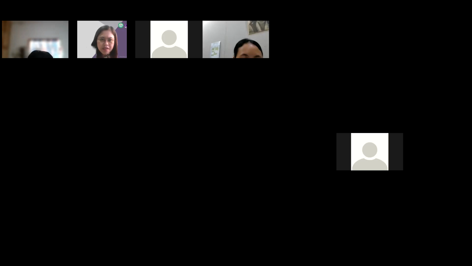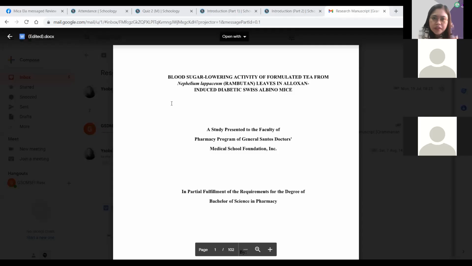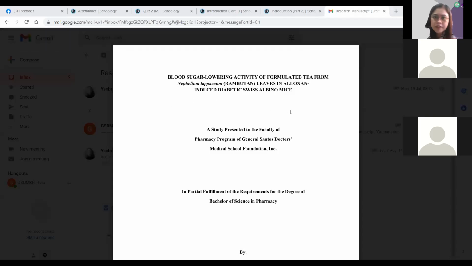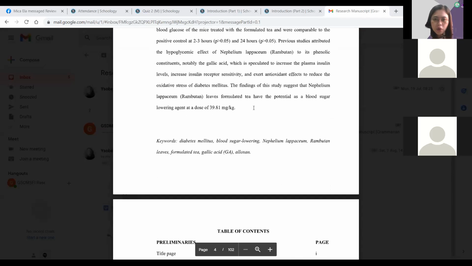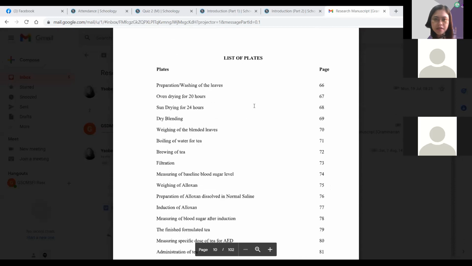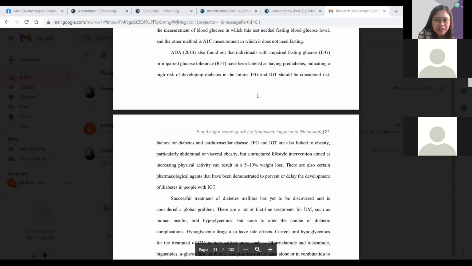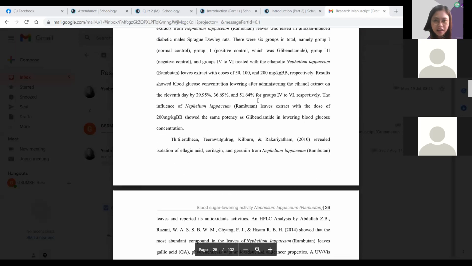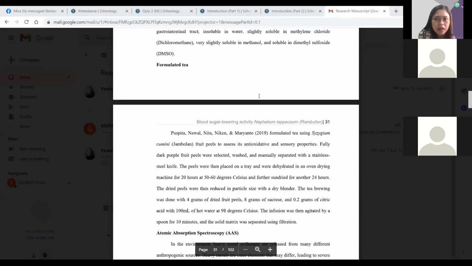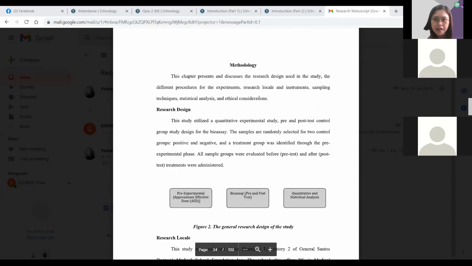Kung anong ginawa nila sa research design nila. What is this study? Blood sugar lowering activity of formulated tea from Nephelium lappaceum rambutan leaves in alloxan-induced diabetic Swiss albino mice. This is due for... Actually, na hardbound na ni siya. So, cleared na ito sila sa akin. Let's look at their research design.